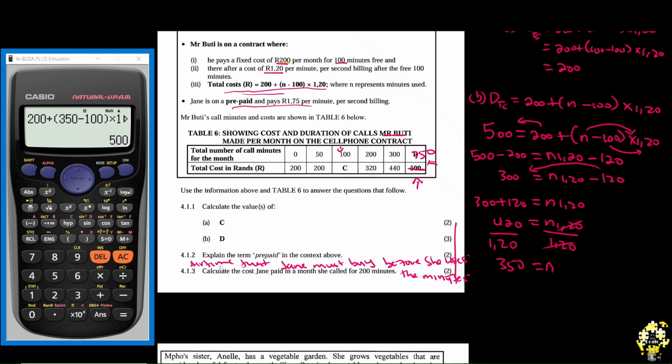Calculate the cost Jane paid in a month. She called for 200 minutes. So for Jane, it was as simple as, like they told you, Jane is on a prepaid. She pays 175 cents per minute. So the cost for Jane is 1.75 multiplied by the minutes that she used, and she did use 200. So Jane had to pay 350. That is the amount that she paid.